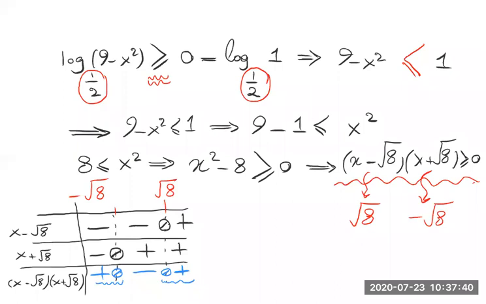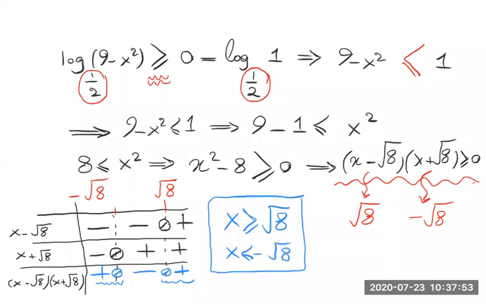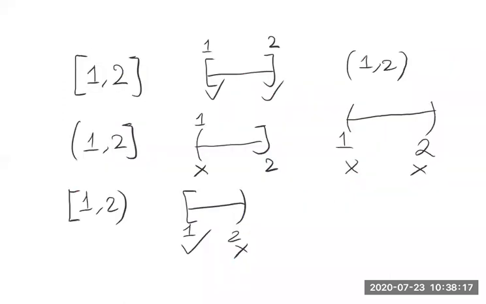So it means what we like here is the case where x is greater or equal than square root of 8, or when x is less or equal than minus square root of 8. So that's the answer to one piece of this question. Do you have any question here? If no, let's continue with the other part.